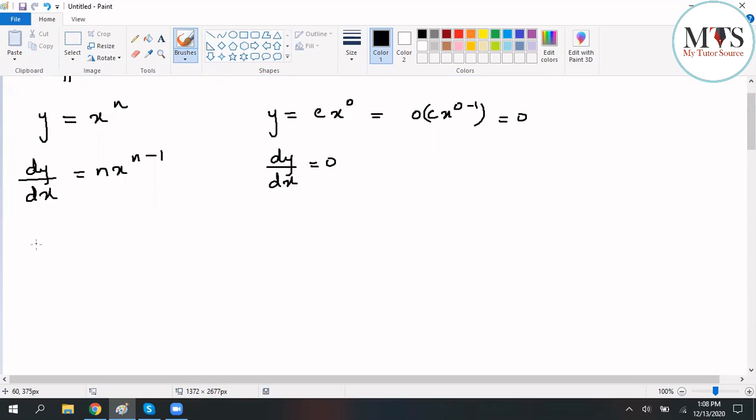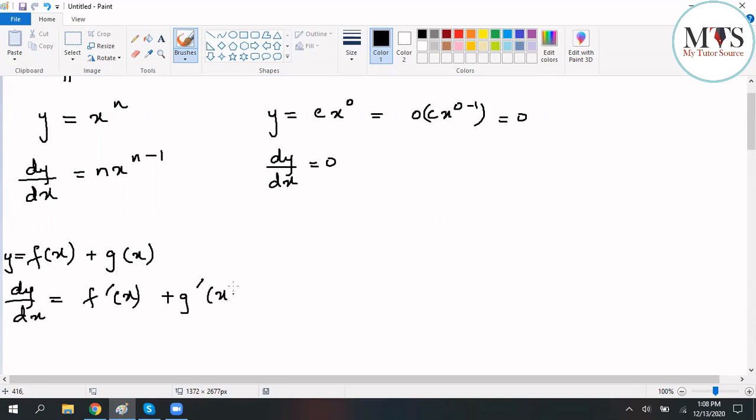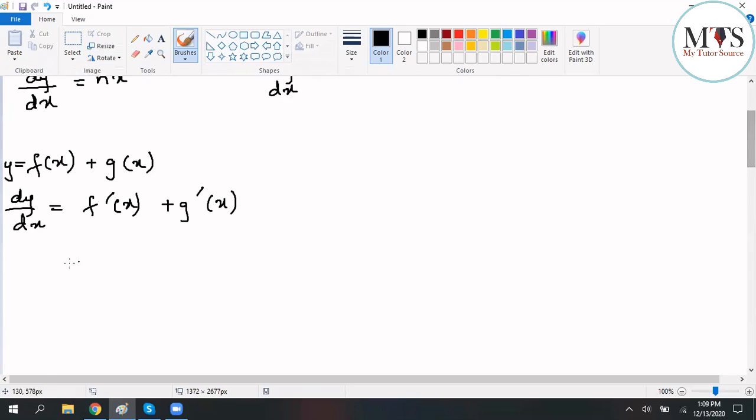And if you have two functions being added, let's say f of x plus g of x, that equals y. Now dy by dx of this is the derivative of the first function plus the derivative of the second function. The same goes for if two functions are being subtracted. You just subtract the derivatives. Any questions so far?